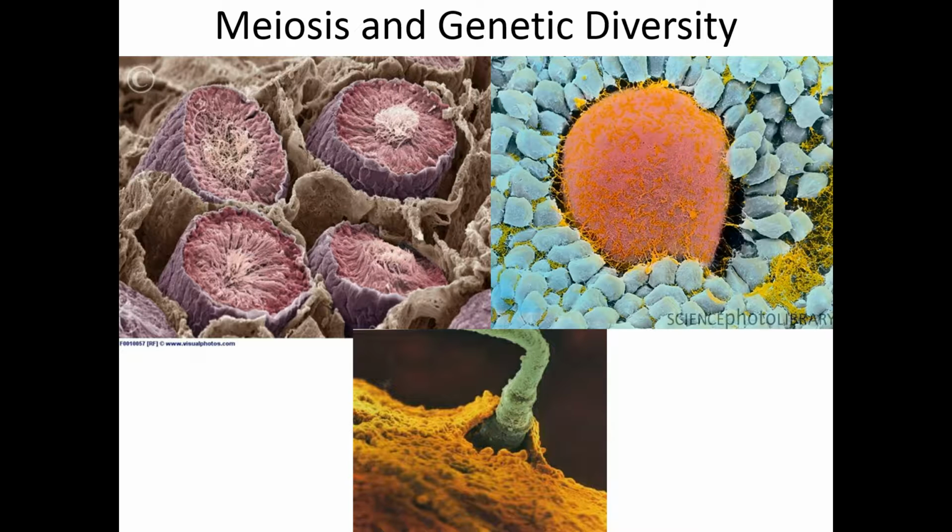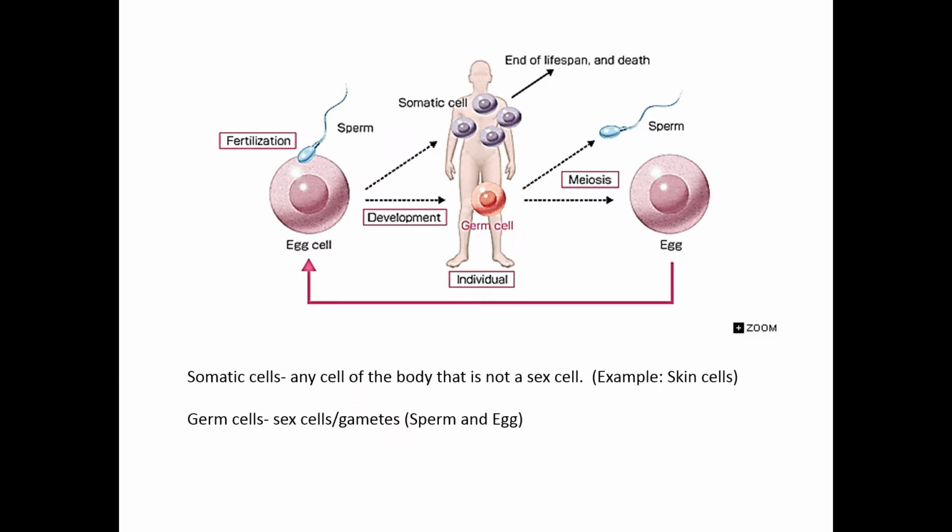Alright, so chapter 13 is about the process of meiosis and genetic variation. You want to review these concepts that I talked about in my mitosis lecture. You'll want to review the differences between somatic and gametic cells, what those are, what examples of somatic and gametic cells are, how they're different, and where they'd be found in the body.